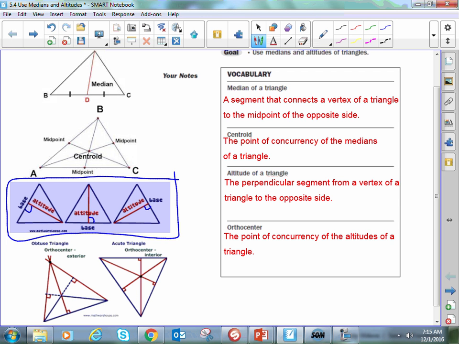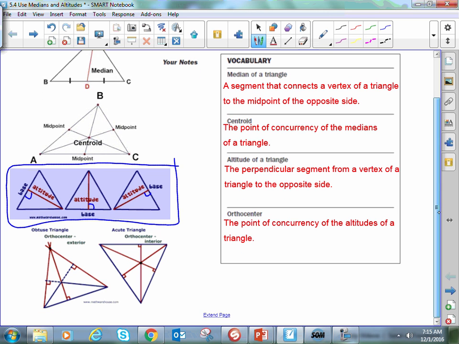And the last thing that we're looking at is the orthocenter. Now again, in the separate video that I made showing you the constructions of the altitudes, here in an acute triangle, you can see that the orthocenter is located inside of the triangle.